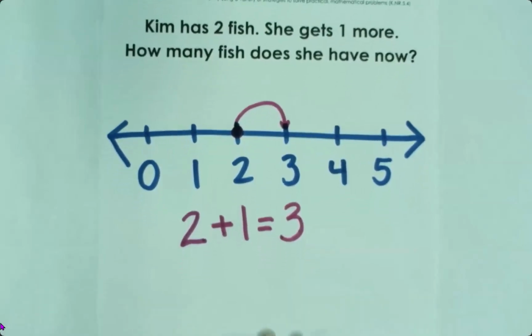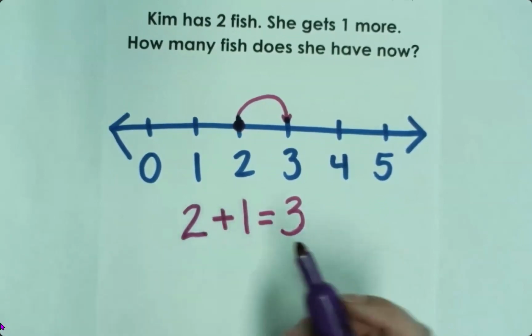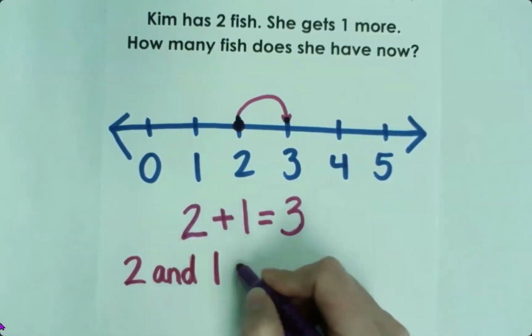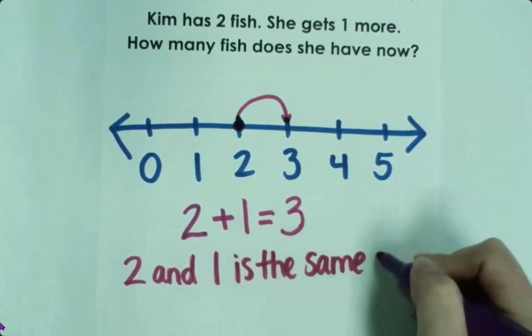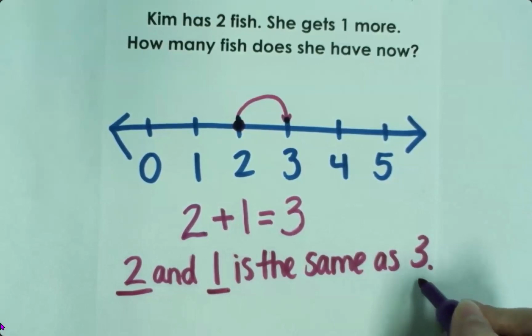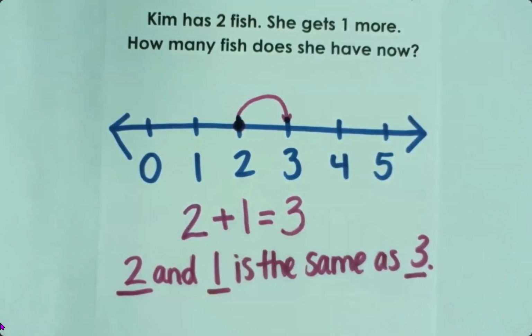You may also want to go ahead and add the number settings for students who need it, that 2 and 1 is the same as 3. So then students can see those 2 parts equals the whole if they need that to represent what these symbols are in the equation.